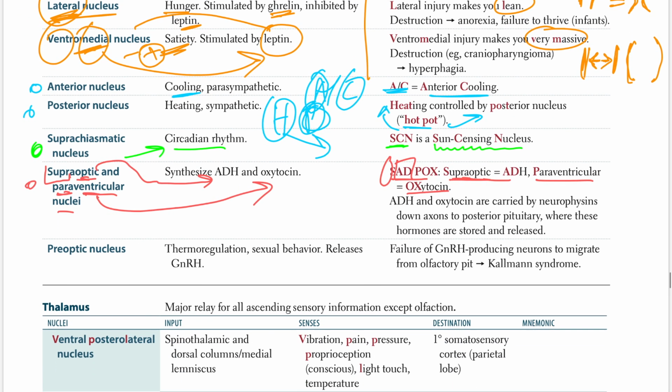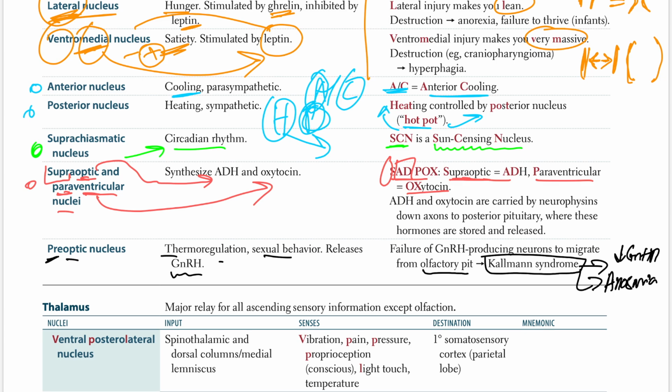And then you have the last one, which is called the preoptic nucleus. Preoptic nucleus is for thermoregulation and sexual behavior, and releases GnRH. If you have a failure of the GnRH producing neurons to migrate from the olfactory pit, that is Kallmann syndrome, and we will talk about that in reproduction. One of the high yield points for Kallmann syndrome is you have low GnRH or no GnRH. On top of that, you also have anosmia, which is loss of smell.